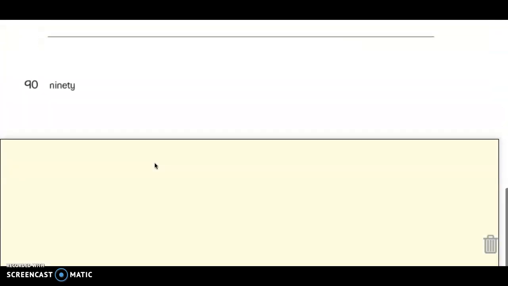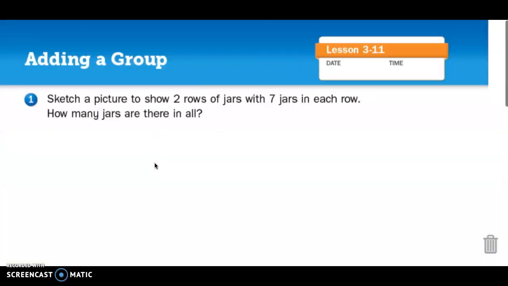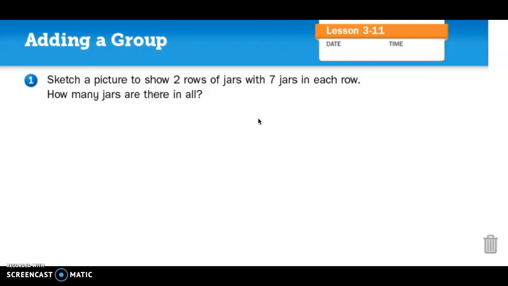And now we are in our journals, journal page 90. All right, adding a group. We're going to add some more groups just like we did in math message. It says sketch a picture to show 2 rows of jars with 7 jars in each row. How many jars are there in all?